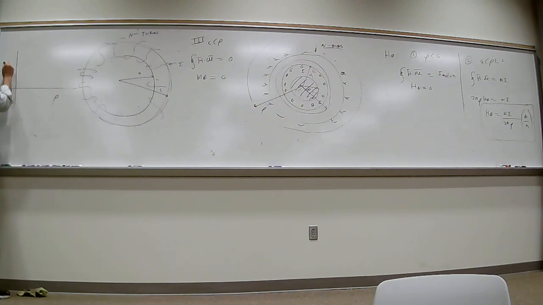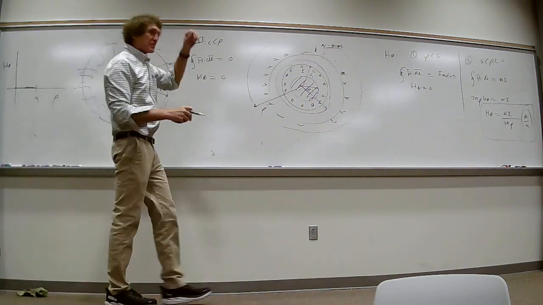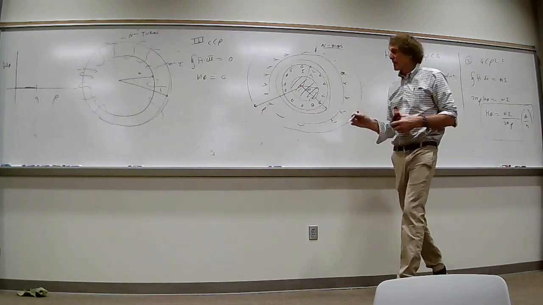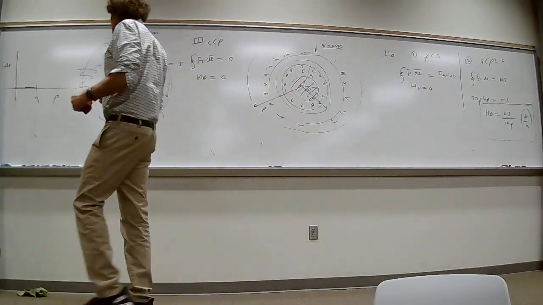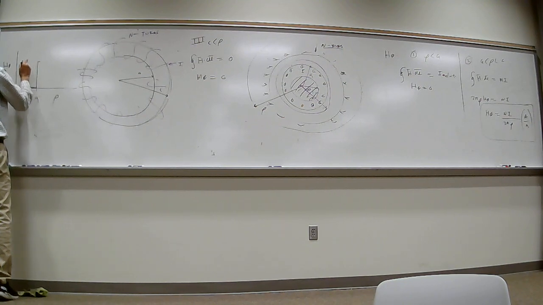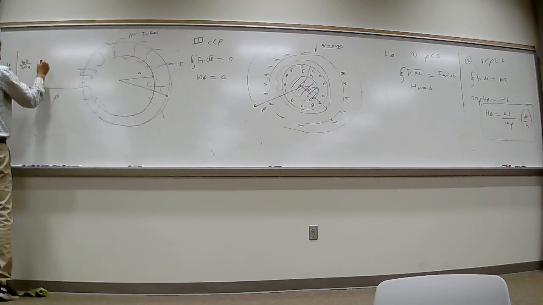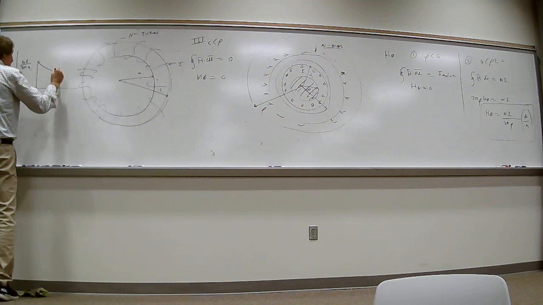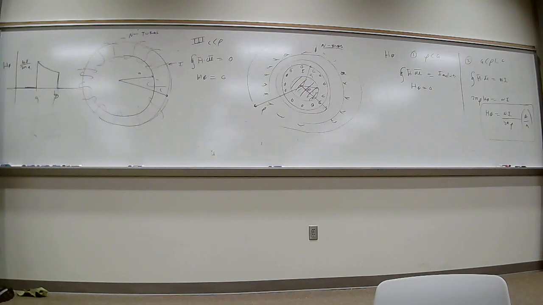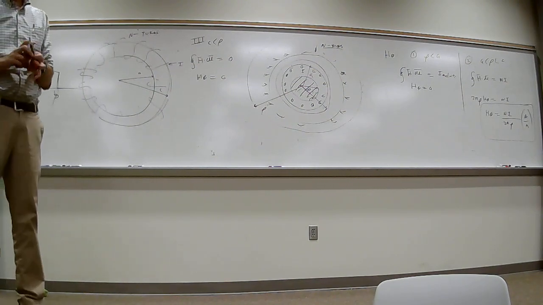So if you plotted H_phi versus radial distance, it is 0 until we hit A. You all agree with that? At the point we hit A, it goes up and transitions to this value, NI over 2 pi A. That will be the peak value. And then it asymptotically moves downward until it gets to B, and then it goes to 0. That's how the H field would look inside of that toroid. Do y'all follow me, class?